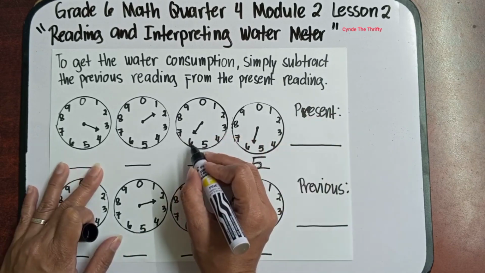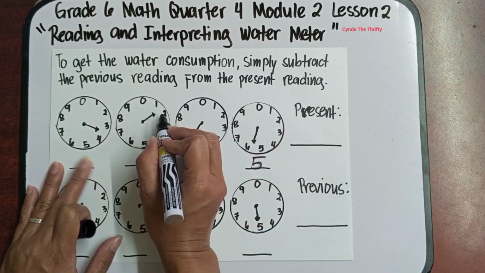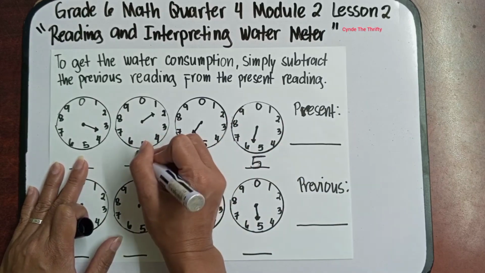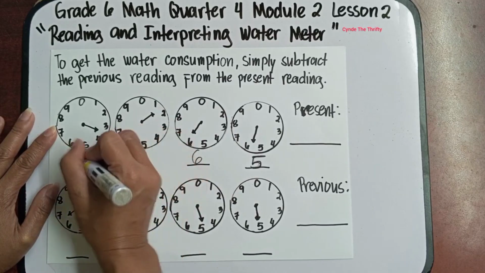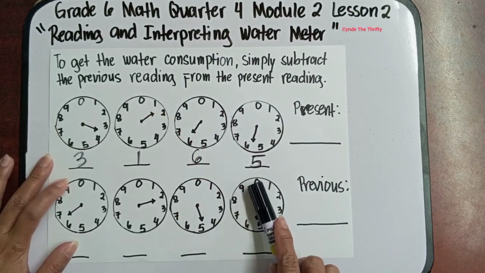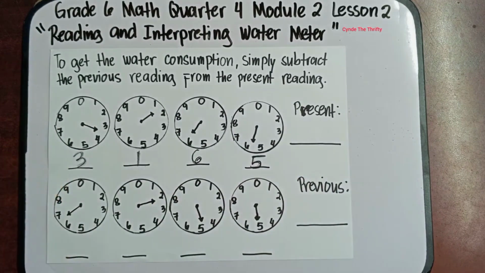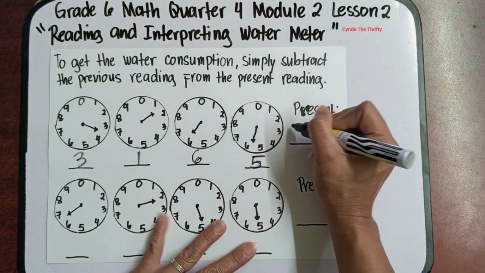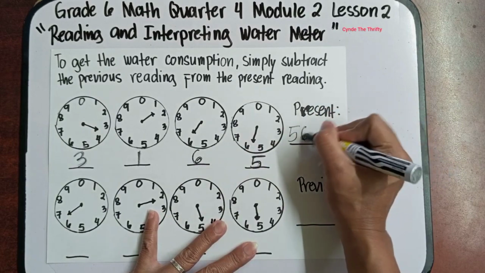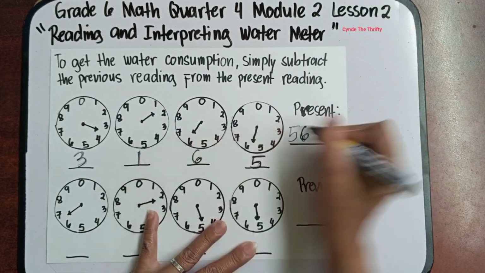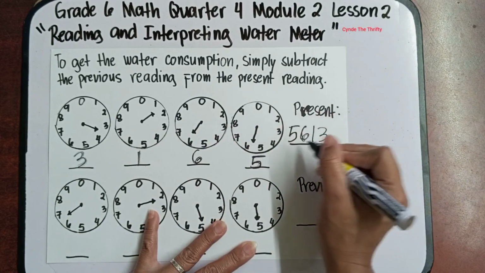The next dial is nasa 6. And then sa next, between 1 and 2, pero hindi pa siya umabot sa 2, so 1 ang isusulat natin. Sa last dial, between 3 and 4, hindi pa umabot sa 4, so 3. Okay, so meron na tayong reading, 5, 6, 1, 3. Isusulat na natin siya. Uunahin natin ang nasa right, that is 5. Next is 6, and then 1, and then 3. Okay? So, 5, 6, 1, 3.